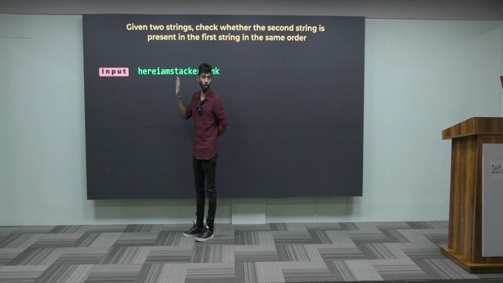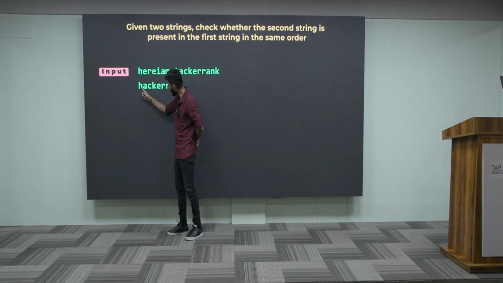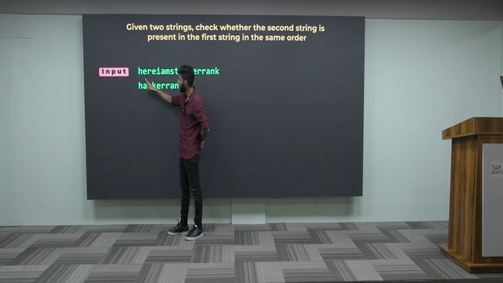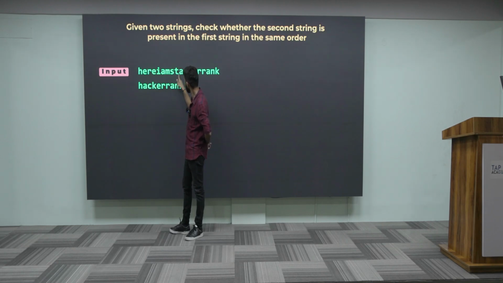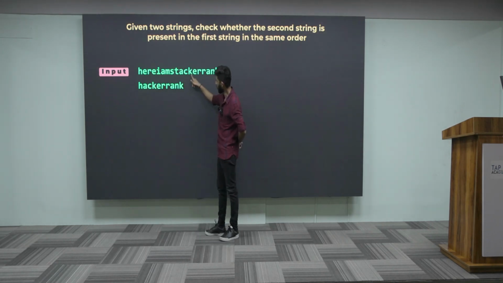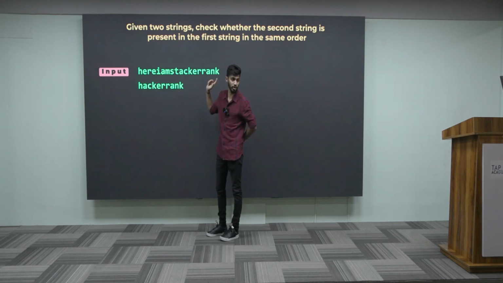Is that clear to you? What do I mean is, let's assume this is the string. So you need to check whether hacker rank is present in this string. H, then A, C, K, E, R, A, N, K. Is it present or not? Yes. It should be present in the same order.